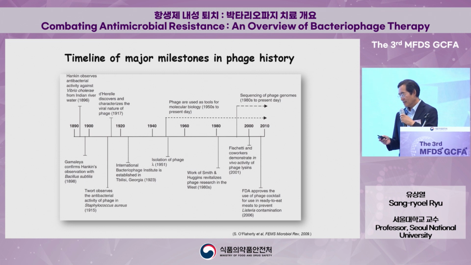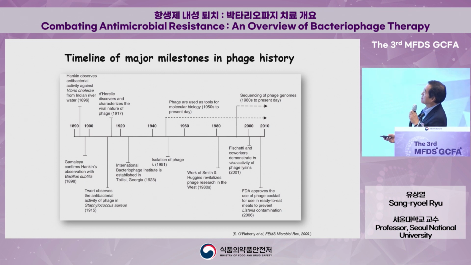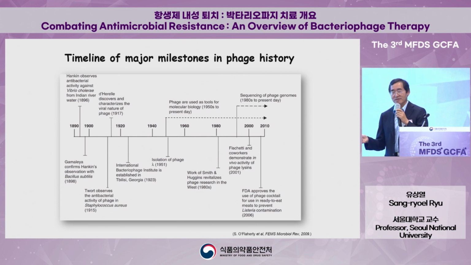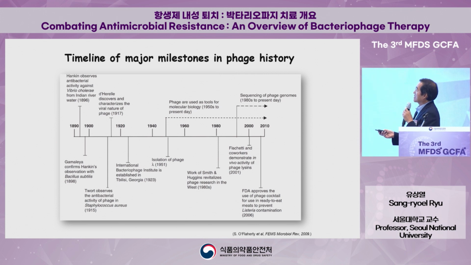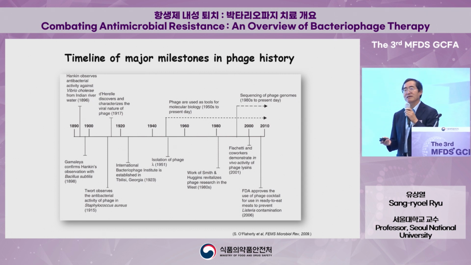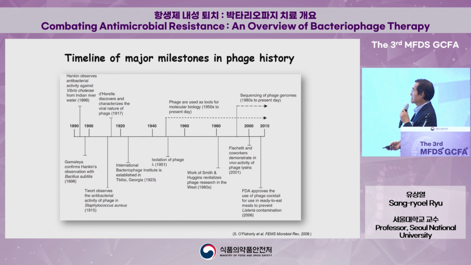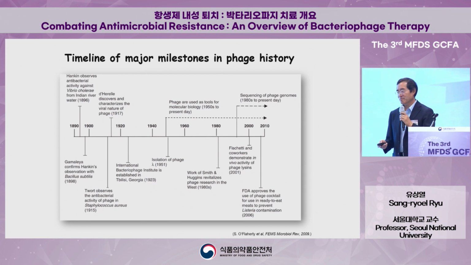So this is history. We found out about phages in the 1890s to 1900. There was a person called Hankin, and he observed antibacterial activity against Vibrio in the Indian river water. After that, it was confirmed that bacteriophage is effective in dealing with bacteria. Before we had antibiotics, we were using bacteriophage to treat certain infections, and it was used as a panacea, commonly sold in drugstores and pharmacies.